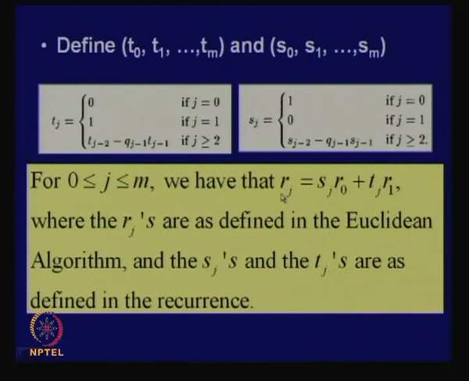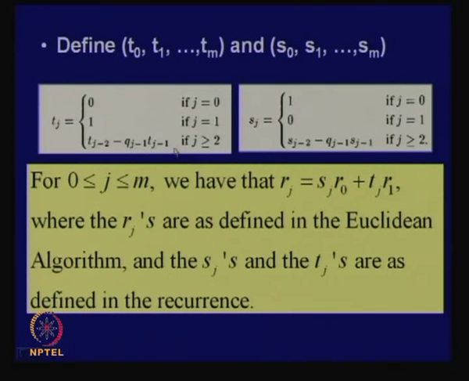Okay, so here the first remainder is, if I start with say R0, then for j equal to 0, R0 will be equal to 1 into R0 plus 0 into R1, right? So the starting point of this should be 1, and when this is 1, this is 0. When you are expressing R1, similarly, Tj has to be 1 and Sj has to be 0. So Sj is 0 when j equal to 1, and Tj is equal to 1.